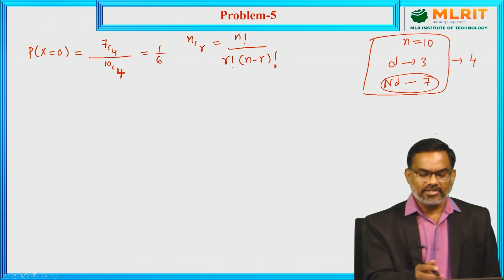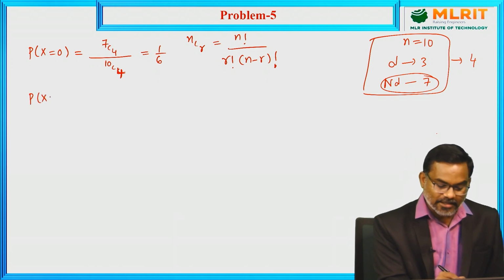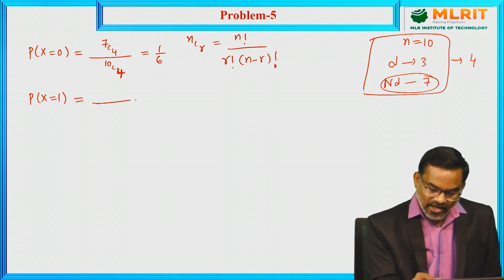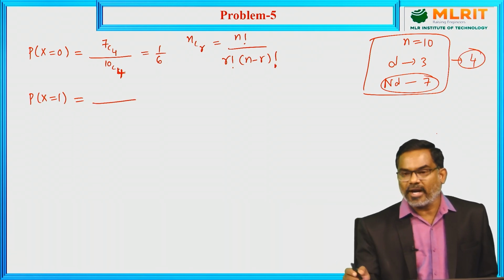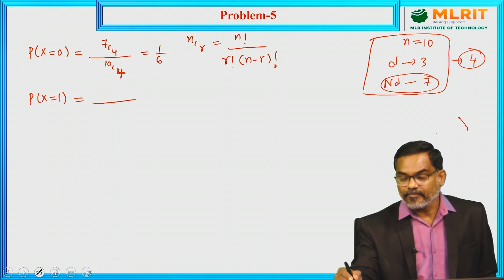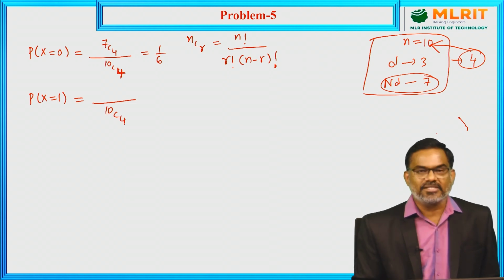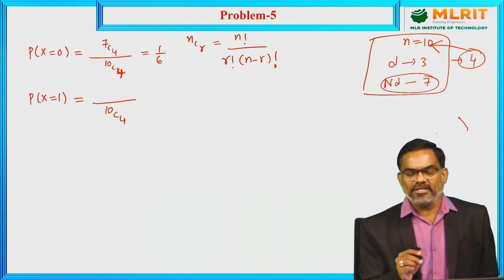So, using this you can calculate 7C4 and 10C4, and simplifying you will get 1 by 6. Similarly, we need to calculate the probability of one defective item. Here again the denominator is the same, because we are selecting 4 items from 10. So, the denominator is always 10C4. We can select 4 items from 10 items in 10C4 ways.